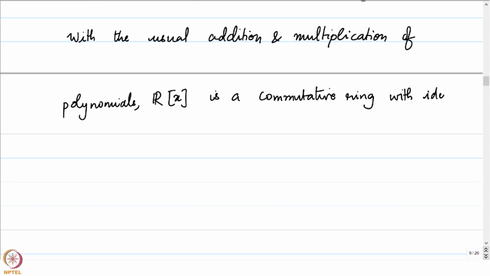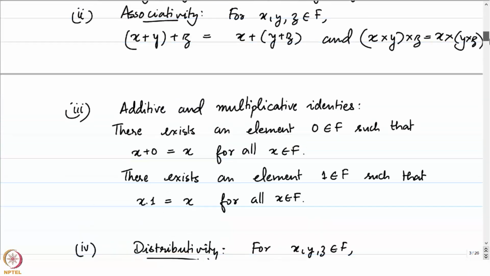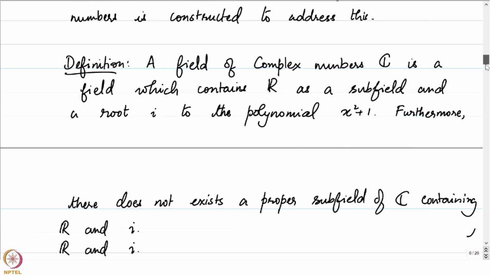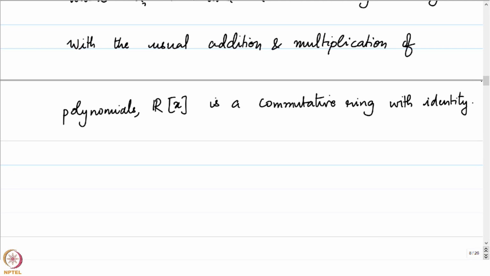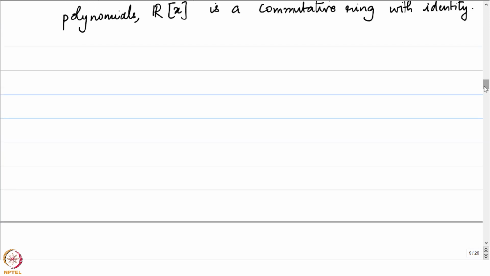If you have not seen abstract algebra before, a commutative ring is a set with two operations with almost all these properties satisfied except the last one. But let me not focus too much on those things. R of x will turn out to be a commutative ring with identity. What are the identities here? The zero polynomial is the additive identity, and the constant polynomial 1 will be the multiplicative identity here.